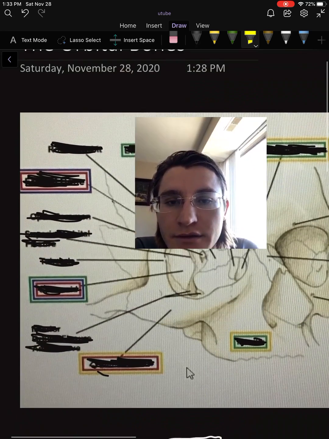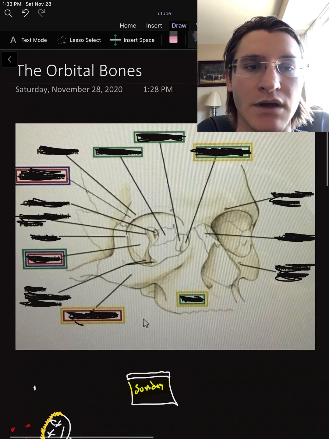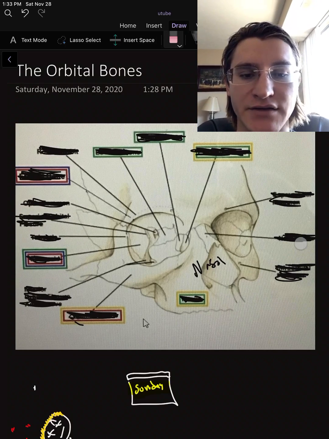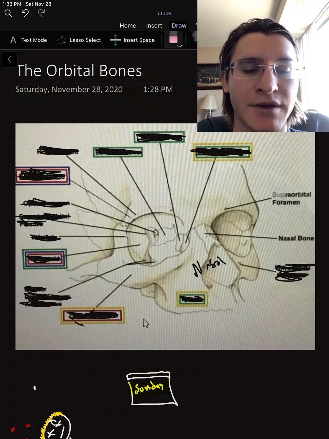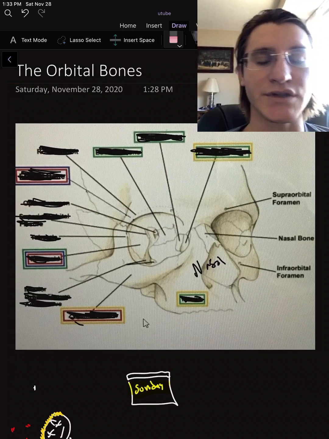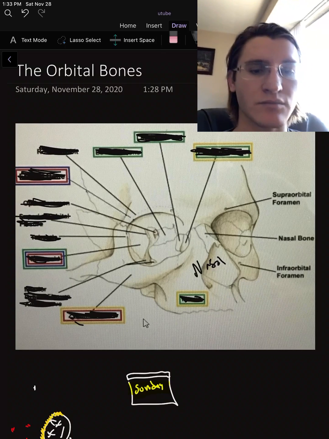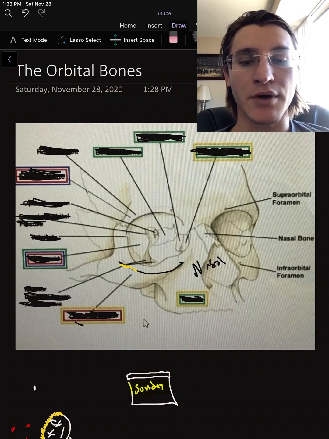Now let's fill in our little graph guy. So we got an eye right here. We have a couple things that we could kind of identify. So that's our nasal bone. And then we're going to have some foramen. So that's our supraorbital foramen and our infraorbital foramen. So we're going to have different vessels and nerves going through there. That's really not important for this video. I'm going to leave some of these marked out so that we don't get confused. We're just talking about our orbital bones.